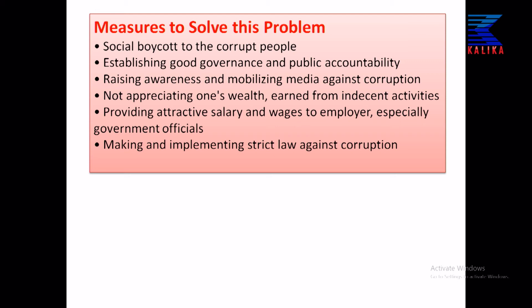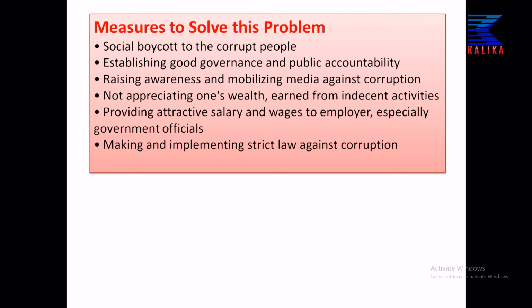Similarly, the next measure is providing attractive salaries and wages to employees, especially in government offices, so that they can fulfill all their demands easily and they do not have to take the way of corruption.